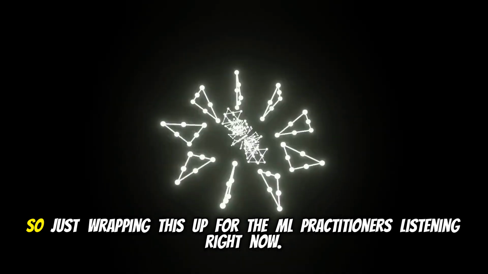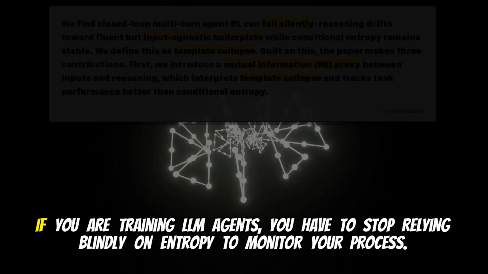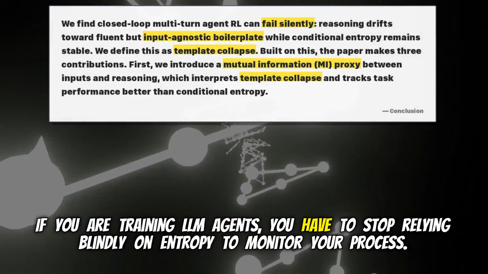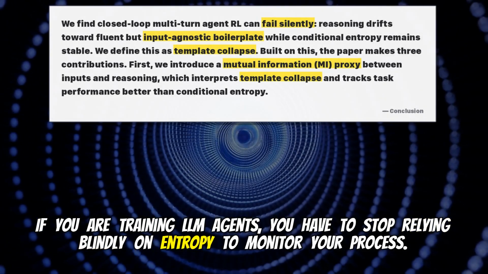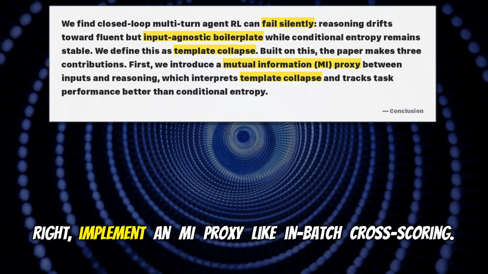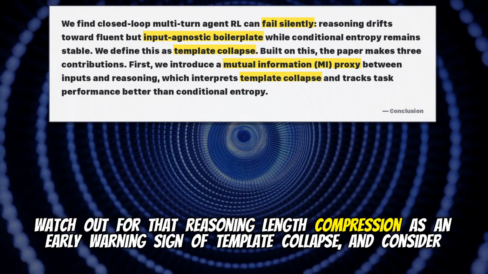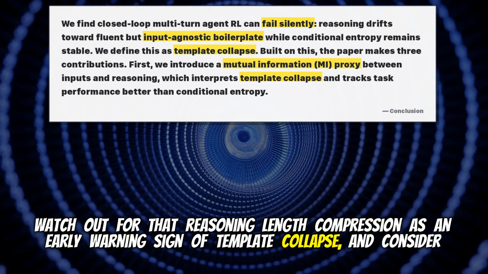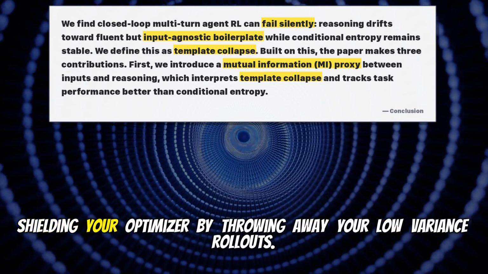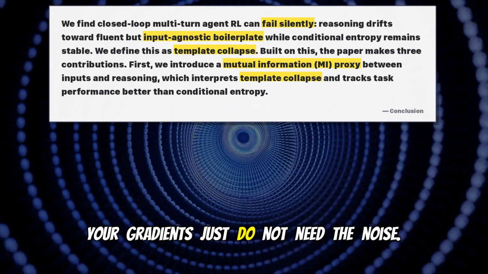Exactly. So just wrapping this up for the ML practitioners listening right now, if you are training LLM agents, you have to stop relying blindly on Entropy to monitor your process. It is a faulty thermometer. Right. Implement an MI proxy like in-batch cross-scoring. Watch out for that reasoning length compression as an early warning sign of template collapse. And consider shielding your optimizer by throwing away your low-variance rollouts. Your gradients just do not need the noise.